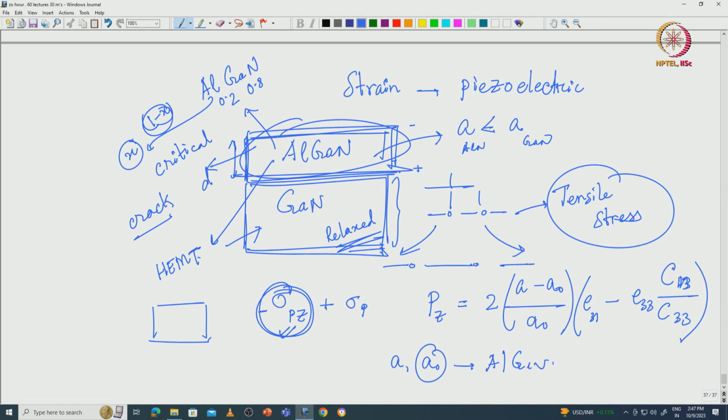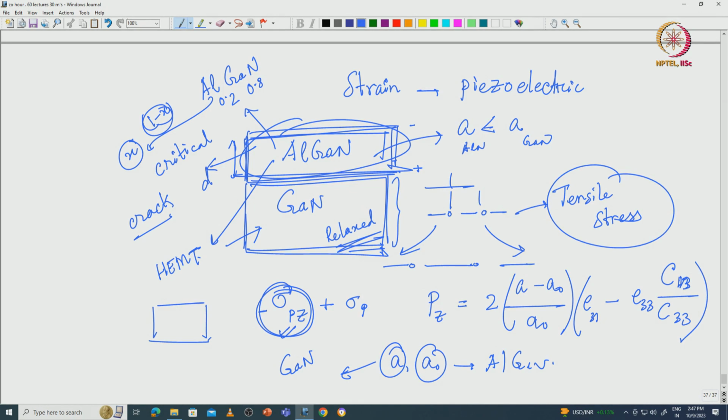Okay, a naught is the lattice constant of the AlGaN that you are growing, and A is the lattice constant of the substrate on which you are growing, which is gallium nitride. Sometimes it could be different also, so that is why A naught is the lattice constant of the layer that is growing, and A is the lattice constant of the substrate on which you are growing the layer. Okay, so that is fine.